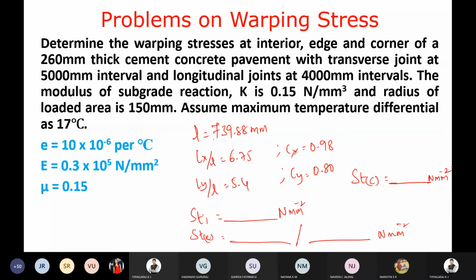What is the stress at interior? 2.86. 0.86 meter per mm square. Then at the edge you are going to get two values. One is Cx and one is Cy.